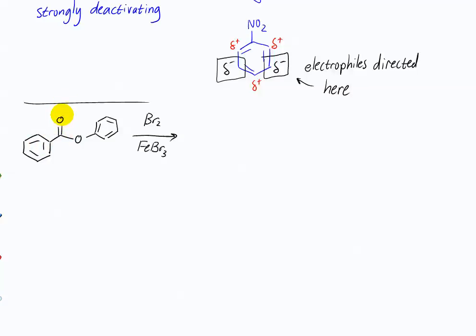And so what about the other ring? Activating. So what does that tell you about which ring is likely to be attacked? The one on the right. The one on the right is activated toward electrophilic substitution. The one on the left is deactivated against electrophilic substitution. All right. So if the one on the right is activated, what positions are activated?